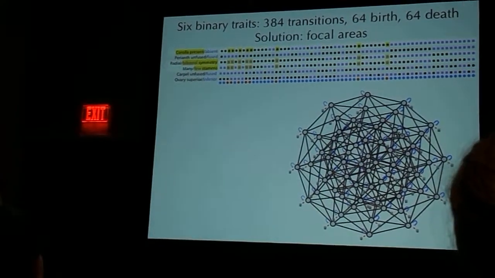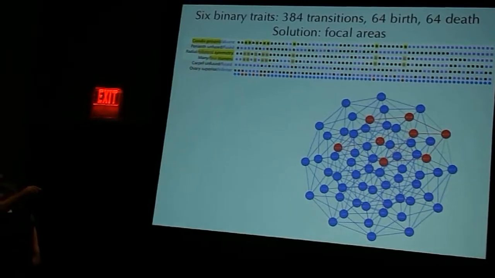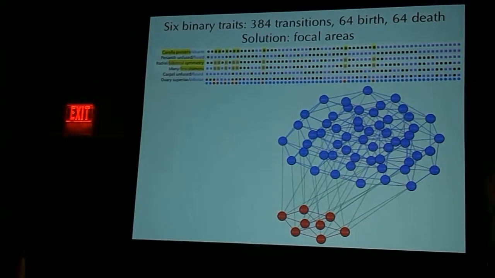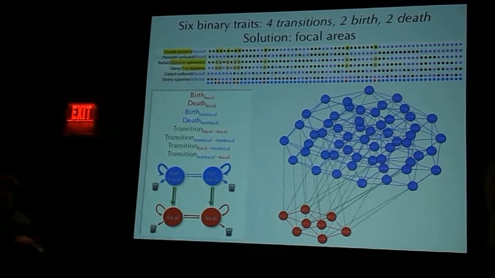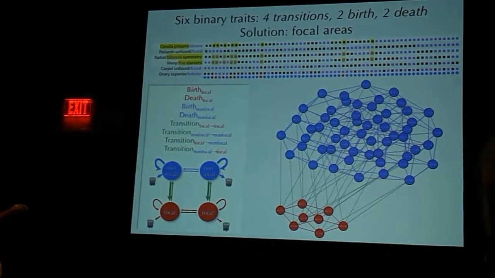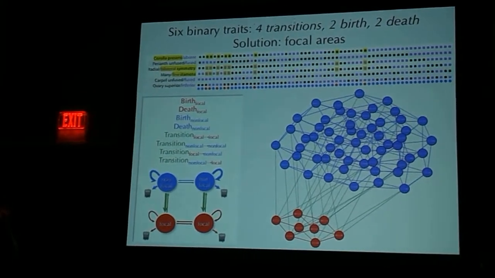And then we can map this onto a network. So now we have these focal combinations and everything else, and we can separate them and then make a very simple model, right? We have one diversification rate for those that have that combination, one for those that don't, and transitions between these and among these. So it's a way of simplifying this very complex model to be feasible.